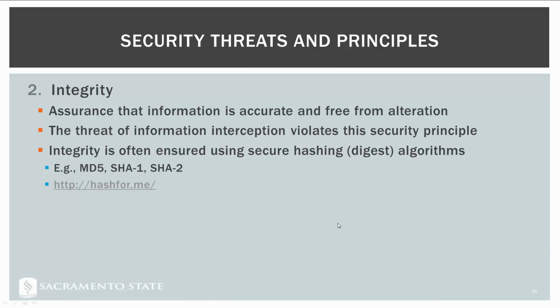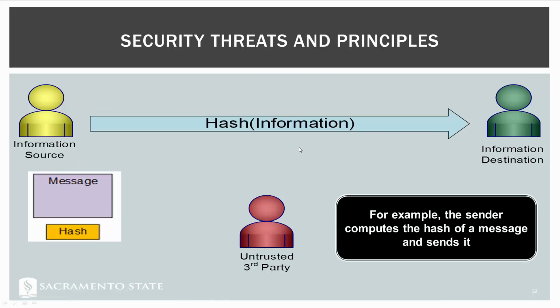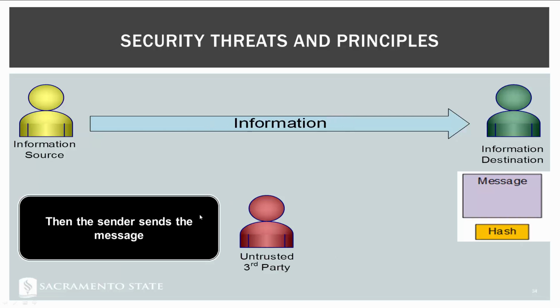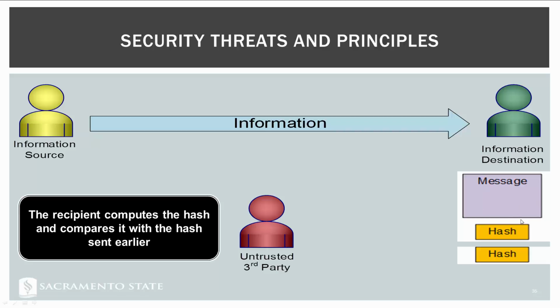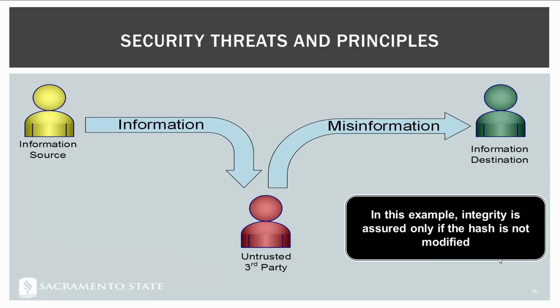Well, here's what we do. When we want to ensure integrity, we take our message, we run it through a hashing algorithm, and it produces a hash. And then we can send that hash to our destination. Then we can send the message to our destination. And then at the destination, the recipient can take the message, run it through the hashing algorithm themselves, and then compare the hashes and see if they are the same. If they don't match, then we know that the information has been, either there's an error or it's been modified. If they do match, then everything is fine.